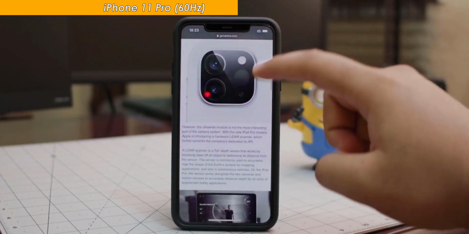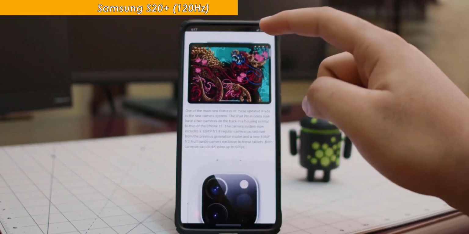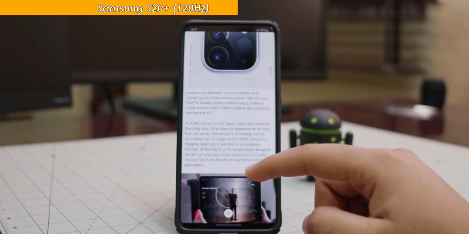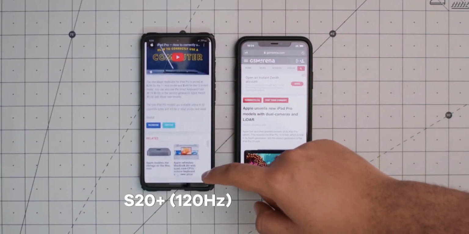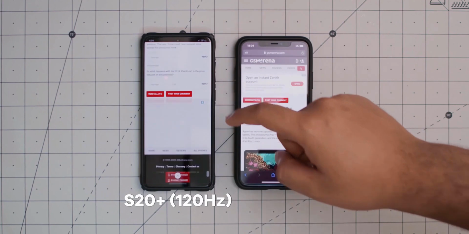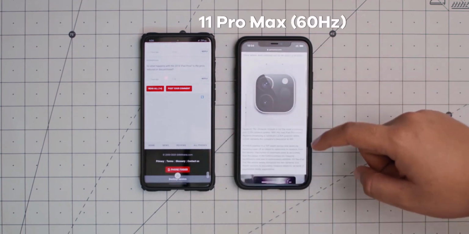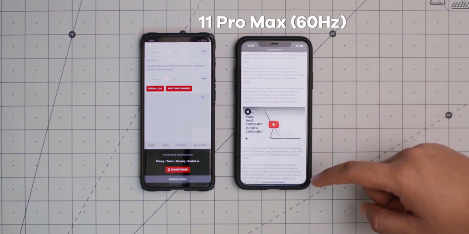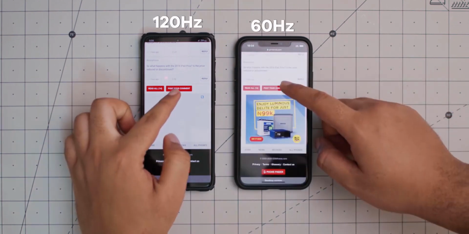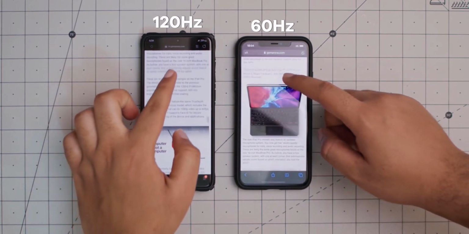A 60 Hz display refreshes 60 times per second, a 90 Hz is 90 times per second, and a 120 Hz is 120 times per second. So, a 120 Hz display refreshes twice as fast as a 60 Hz panel and 4 times as fast as a 30 Hz panel. Higher refresh rate displays make moving content look and feel smoother and snappier.